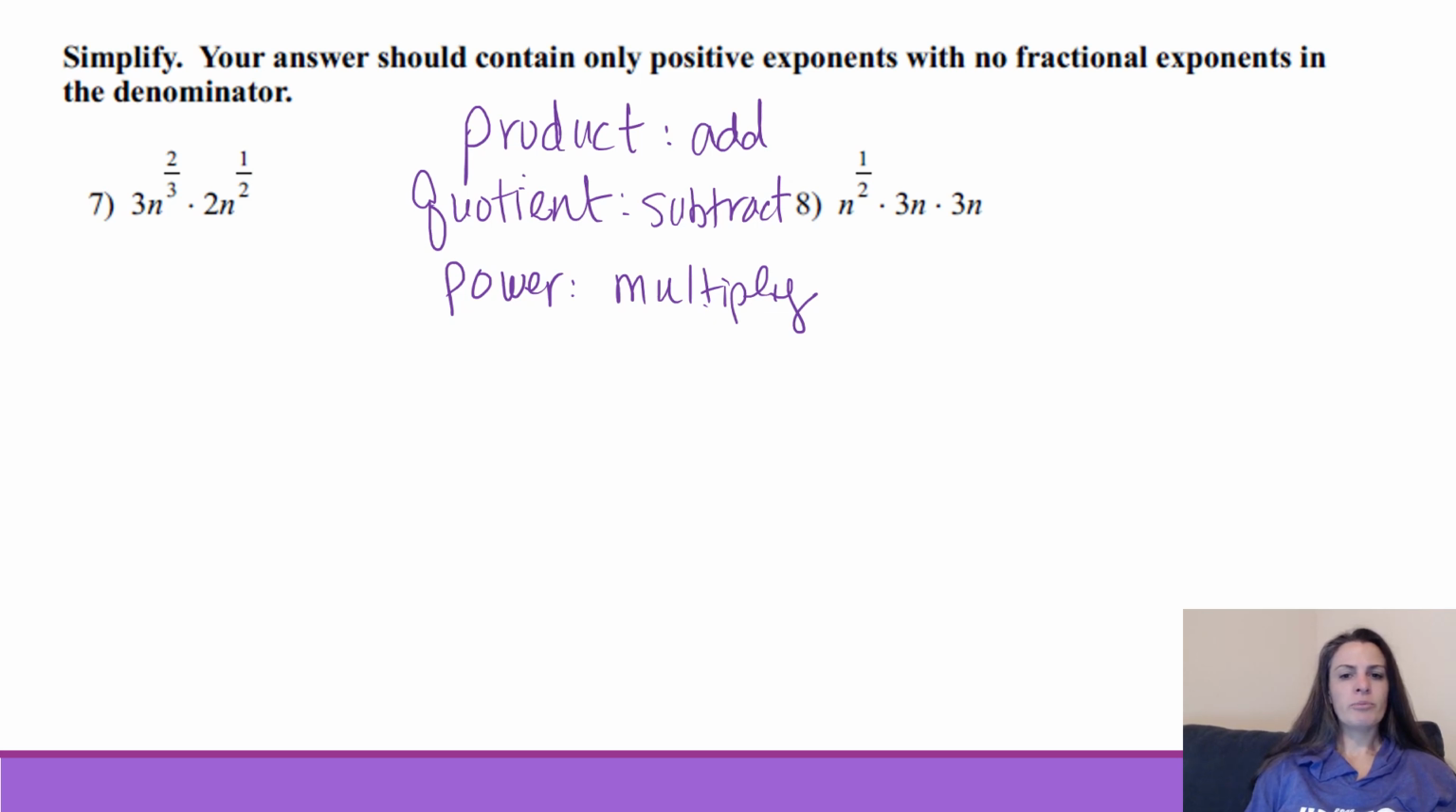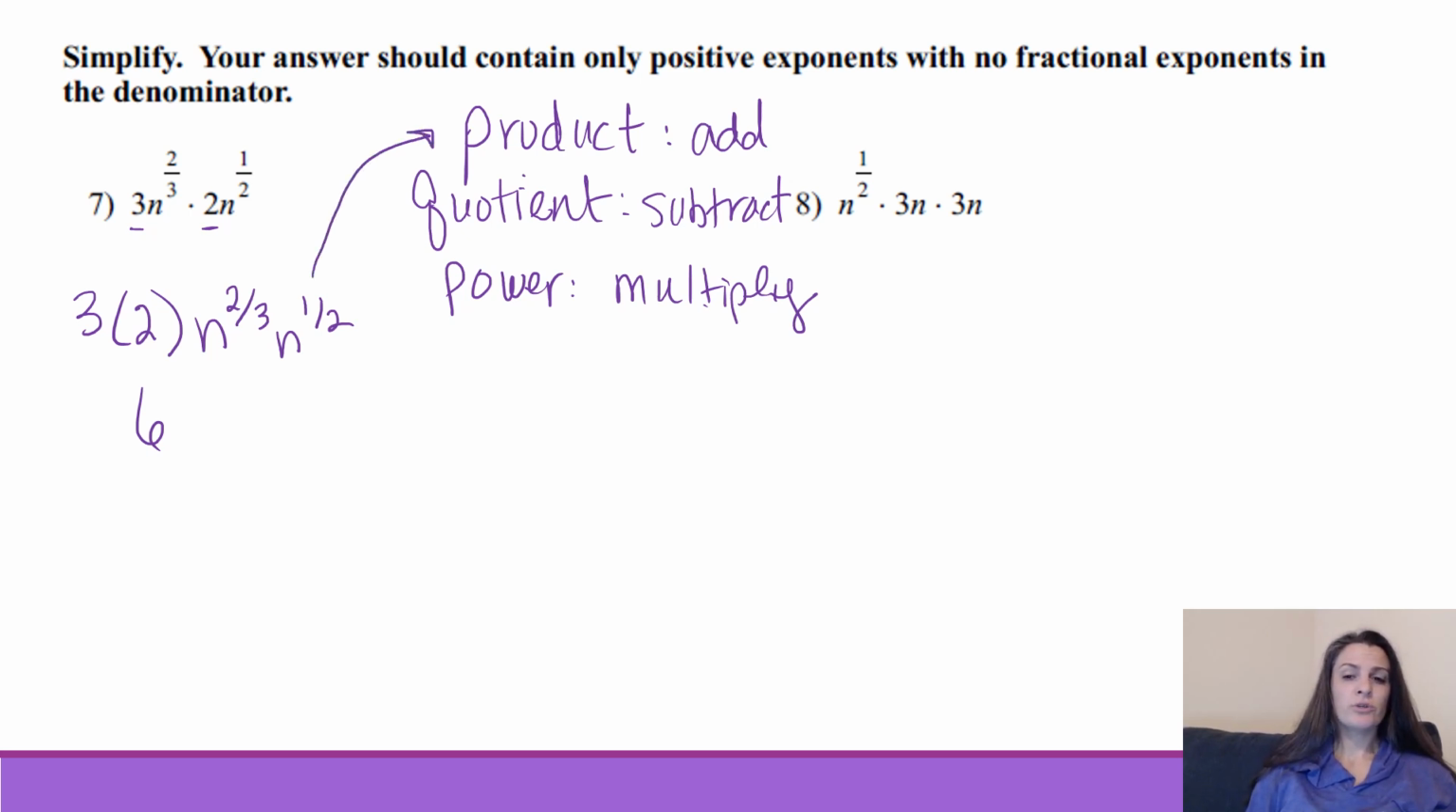All right, so in example 7, we have 3 n to the 2/3 times 2 n to the 1/2. You can always go ahead and just multiply those coefficients, so you can rearrange multiplication however you choose. So I want to get the coefficients together, and then have the variable terms next to each other as well, so I know what exponents I'm going to add. 3 times 2, we can just simplify. That's 6. n to the 2/3 times n to the 1/2. That is the product property, so we have to add those two exponents.